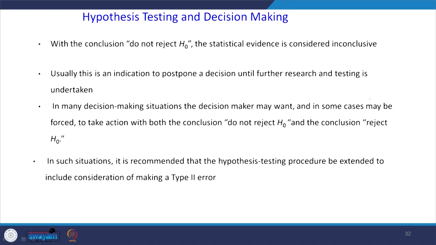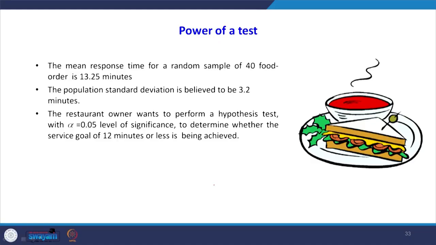But in many decision making situations, the decision maker may want, and in some cases may be forced, to take action with both the conclusion do not reject or the conclusion reject H naught. In such situations, it is recommended that a hypothesis testing procedure be extended to include consideration of making type 2 error. So, what we are going to say, whenever we do hypothesis testing, we have to see the possibility of committing type 2 error also. That I will show you with the help of an example. That point is called power of test.